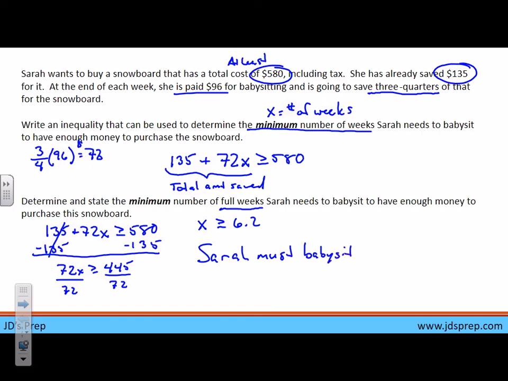a minimum of 7 weeks to afford the snowboard.